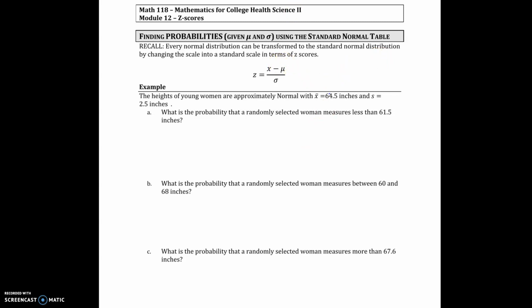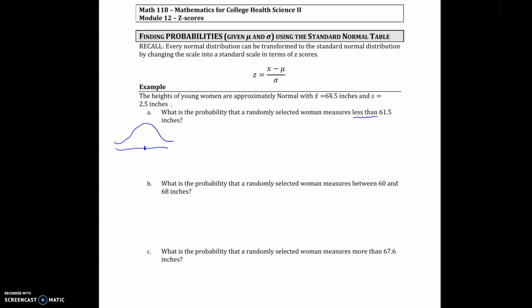Okay, so let's figure this out by going through some examples. We're told the heights of young women are approximately normal with a mean value of 64.5 inches and a standard deviation of 2.5 inches. We want to figure out the probability that a randomly selected woman measures less than 61.5 inches. Remember, we've got our three different types of probability questions we might be asked: less than, greater than, and between questions. It's important to pay attention to which type of question we're working with.